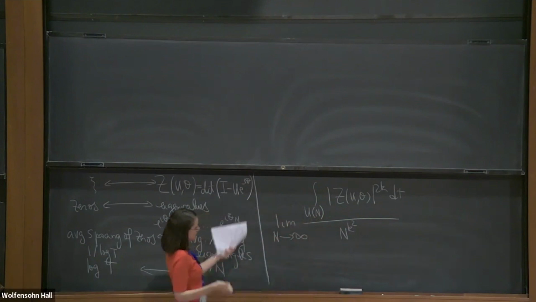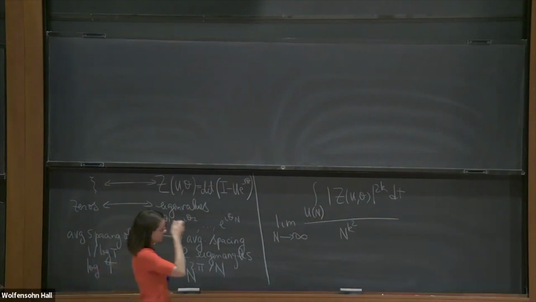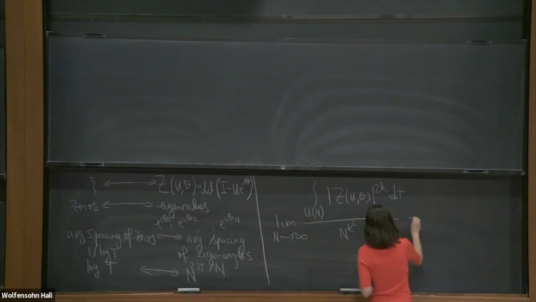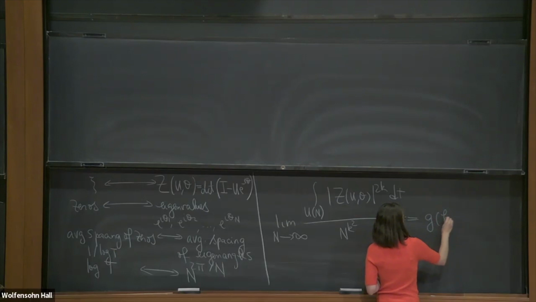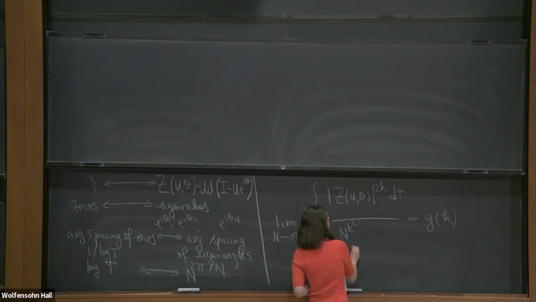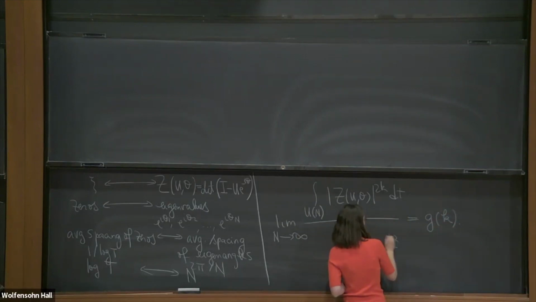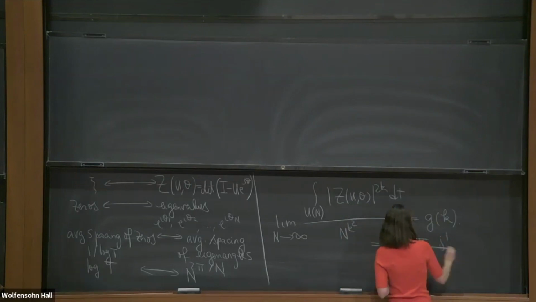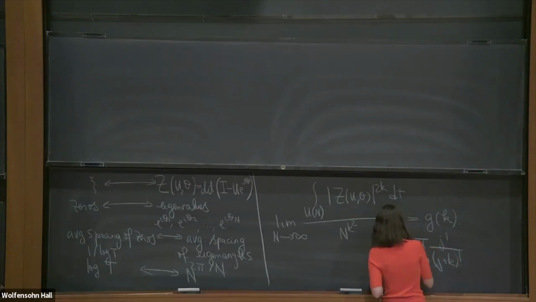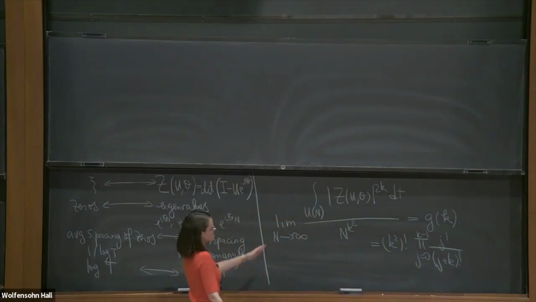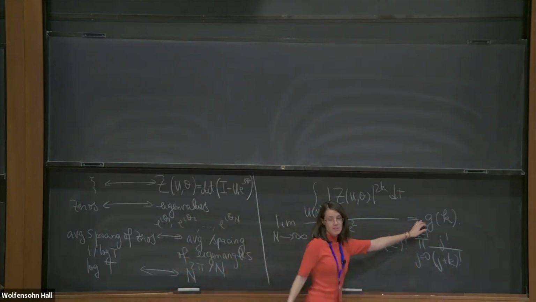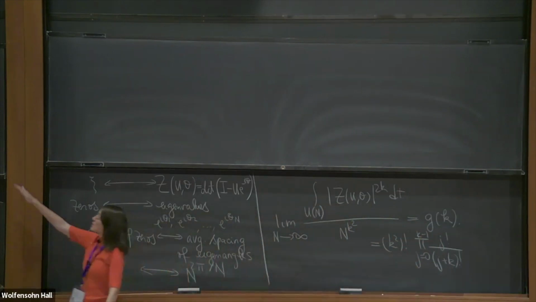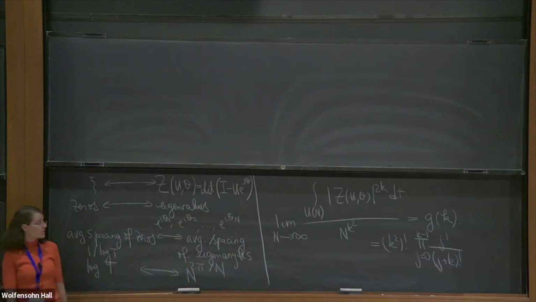Then Keating and Snaith computed this integral and this limit, and they got this factor gk, which is equal to k squared factorial times the product of j factorial over j plus k factorial, with j from 0 to k minus 1. So then the conjecture is that this gk that you get from random matrix theory is exactly the gk that you write in the moment conjecture.